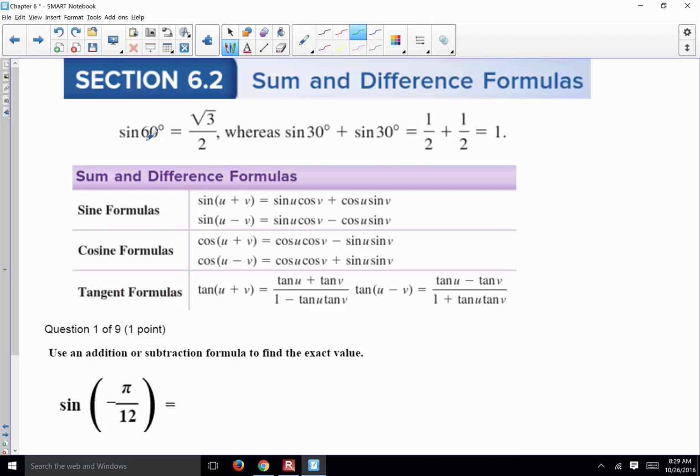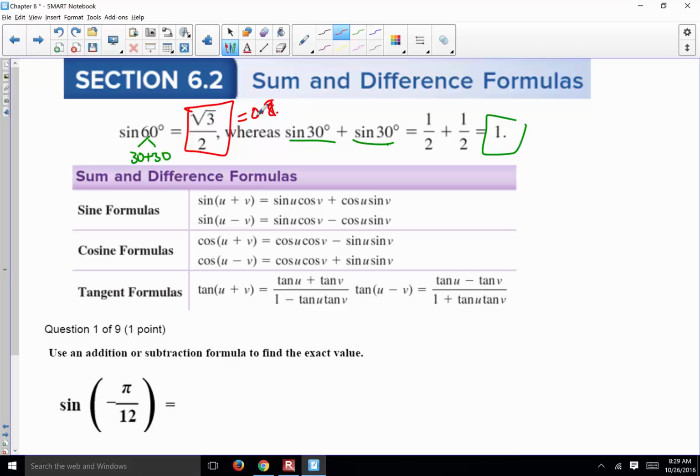Look, what they did here is they broke 60 into 30 plus 30, and they computed sine 30 and sine 30 separately and got 1. But we all know that sine 60 is not 1. It's root 3 over 2. It's about 0.8 something, I believe.